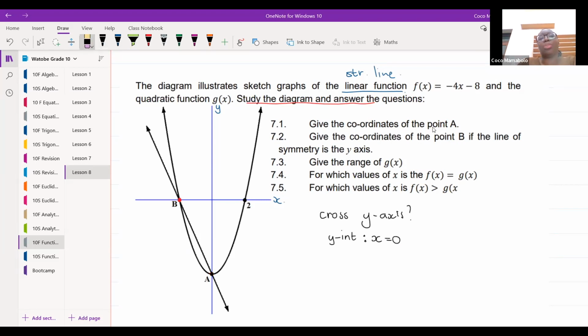Now, I want you guys to notice something about the point A. What do we notice about point A in terms of the straight line graph and the parabola? Anybody see anything interesting there? Anything interesting? Right. Good, it's the turning point.